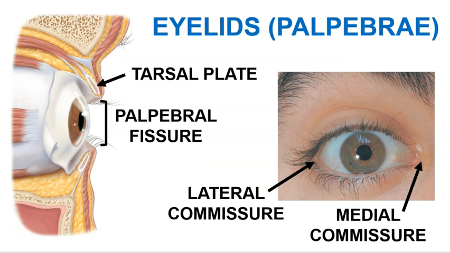The eyelids, which are called the palpebra, are composed of skin that is supported internally by connective tissue sheets called the tarsal plates. The slit that is located between the eyelids is called the palpebral fissure, and the upper and the lower eyelids meet at the lateral and medial aspects of the eye. The lateral corner of the eyelids, where the eyelids come together, is called the lateral commissure, and the medial corner is referred to as the medial commissure.